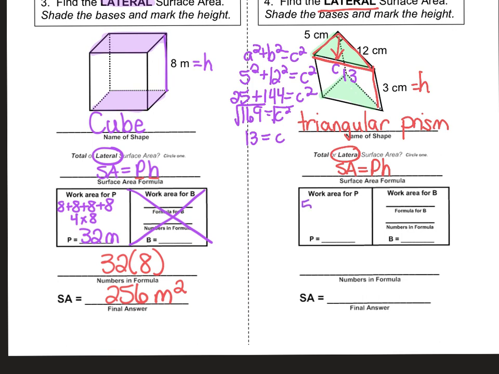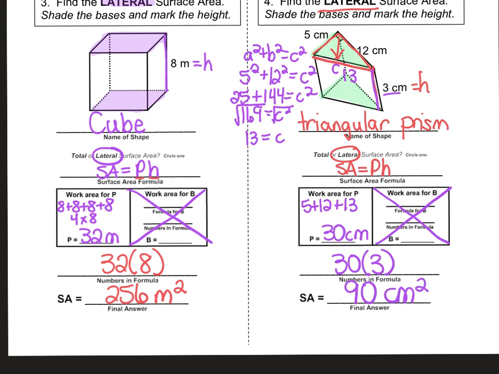I can add 5 plus 12 plus 13. So I had to do a little bit of extra work there. But I can see that my perimeter of the base is 30, and I get to mark out the big B. So my big P was 30. My height, if I look back, is what connected it, and that was 3. I multiply those together, and I get 90 centimeters squared.